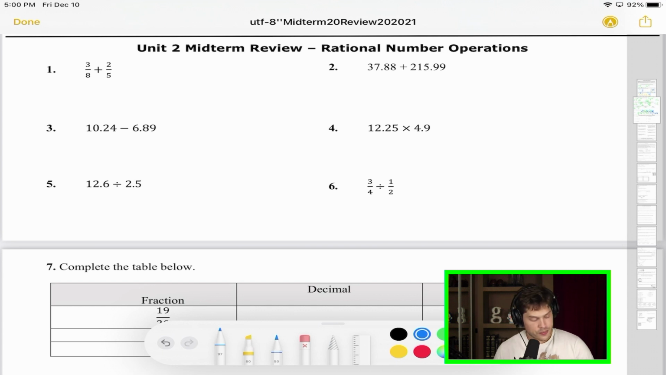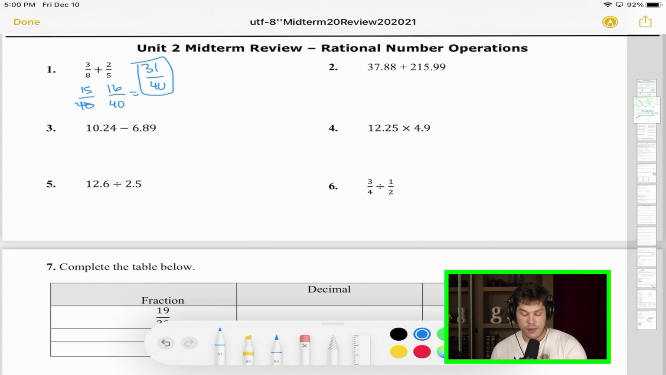So here, number 1, we're just adding these fractions, 3/8 plus 2/5. We have to have a common denominator. The simplest common denominator is 40. 8 times 5 is 40, so 3 times 5 is 15. So this is 15/40ths. 5 times 8 is 40, 2 times 8 is 16. So this is 31/40ths.